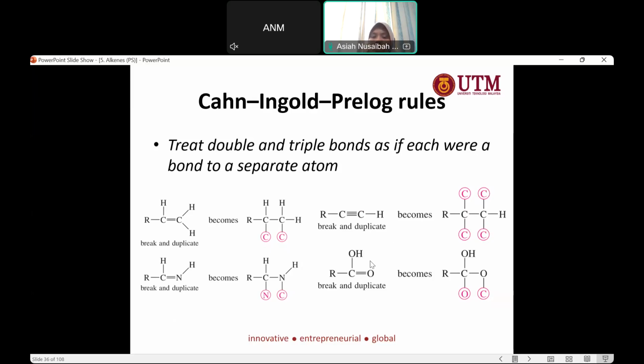Do the same for C double bond O to understand. So this is duplication because it is a double bond only. C attached with O. Break first. C attached with O. And then O attached with C. Break, duplicate. O attached with C. So this is the break and duplicate rule.